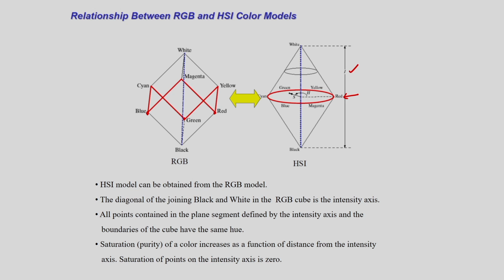So here, the saturation of a color increases as a function of distance from the intensity axis, and saturation of points on the intensity axis is 0. If I consider the points on the intensity axis, that is this axis, the saturation of the points on the intensity axis is 0. So this is about the relationship between RGB and the HSI color model.